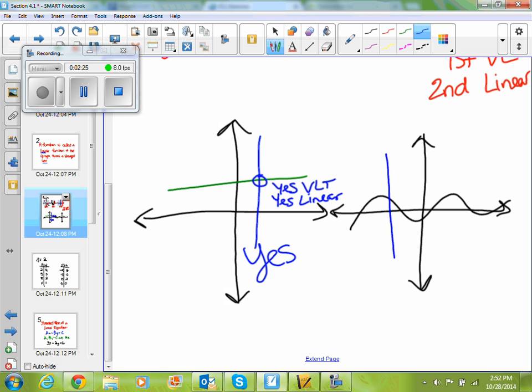So first I do my vertical line test. Does it pass my vertical line test? Yes, so yes for my VLT. Okay, is it a straight line? No. So no to my linear question. So then it's a no overall. If either one of them is a no, then it's a no overall.